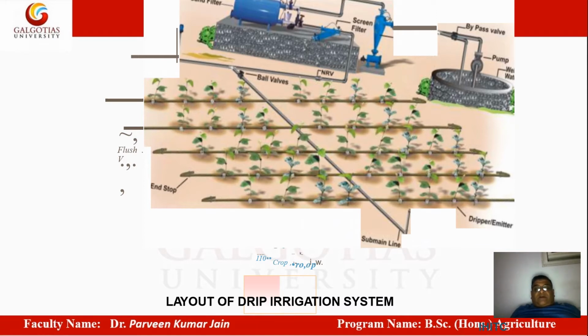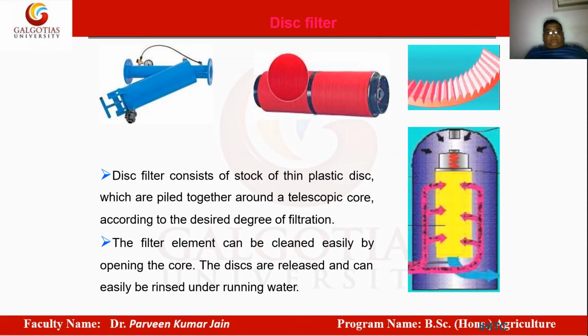This is the typical layout of a drip irrigation line, and this is all the filtration component. You can see here, I'm just trying to give you color. This is a hydrocyclone filter, normally to clean sand. This is a screen filter, and this is a sand filter or media filter. Now the disk filter is also a slightly improved version of the screen filter. In this, there are discs, and the water is passed through the discs and gets cleaned.